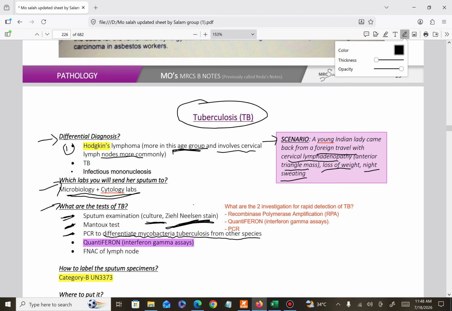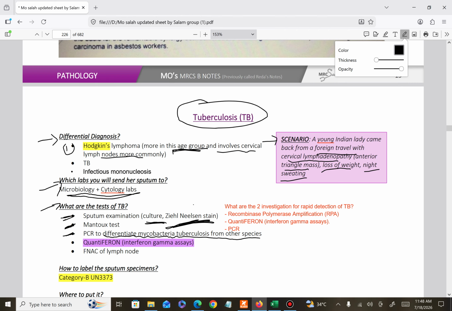So what are the other species of the Mycobacterium? It can be Mycobacterium avium, Mycobacterium scrofulaceum, and Mycobacterium marinum. So these are the other three species of the Mycobacterium. In order to differentiate those species from Mycobacterium tuberculosis, we have to send the PCR.